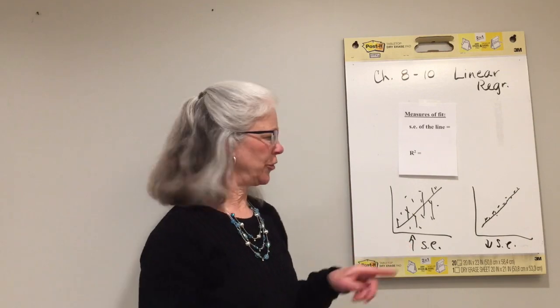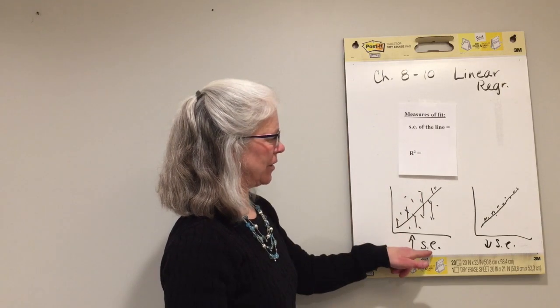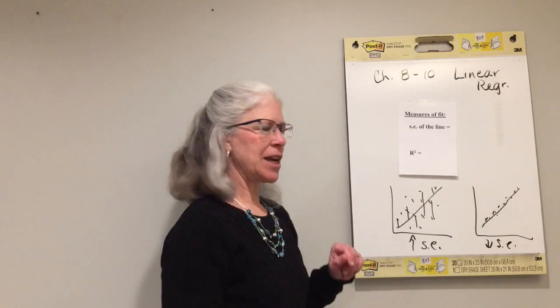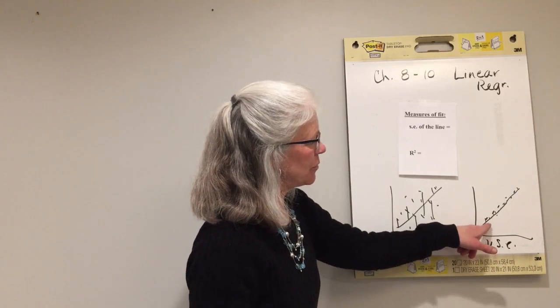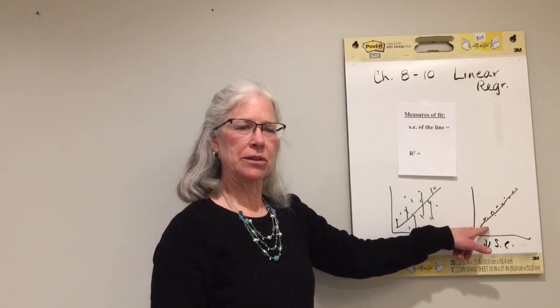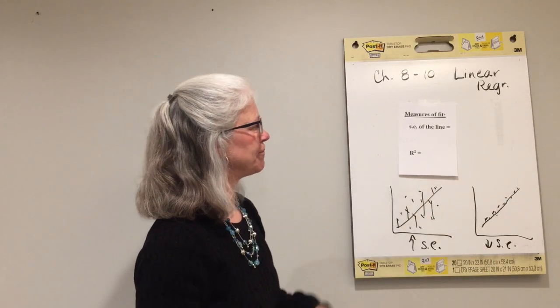If it's close, in a case like this, there's a lot of random scatter, so the standard error of the line, the spread around the line, would be similar to the standard deviation, the spread around the mean. In a case like this, the spread around the line is very teeny tiny, and it would be very small compared to the standard deviation of y, and so you'd know you're doing really well.